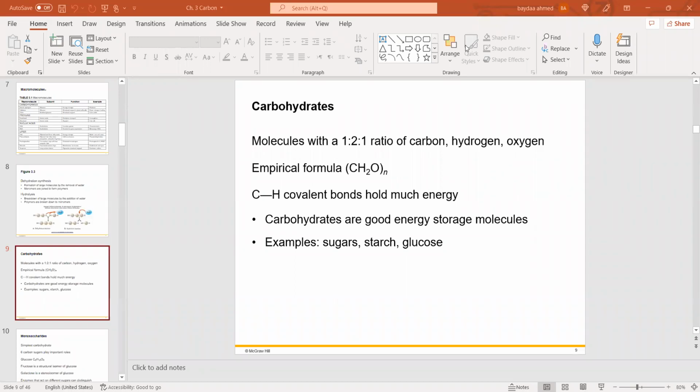Carbohydrate is a group of molecules that contain carbon, hydrogen, and oxygen in the molar ratio 1 to 2 to 1. The empirical formula is CH2O by n, where n is the number of carbon atoms. Because they contain many carbon-hydrogen bonds, which release energy when oxidation occurs, carbohydrates are well suited for energy storage. Sugars are among the most important energy storage molecules, and they exist in several different forms.